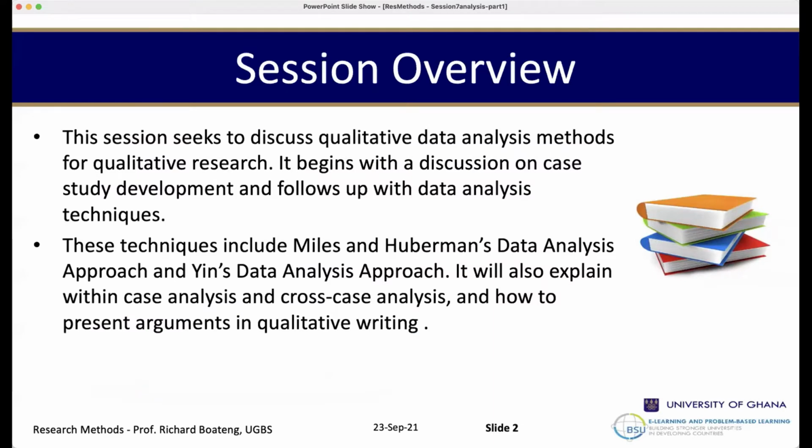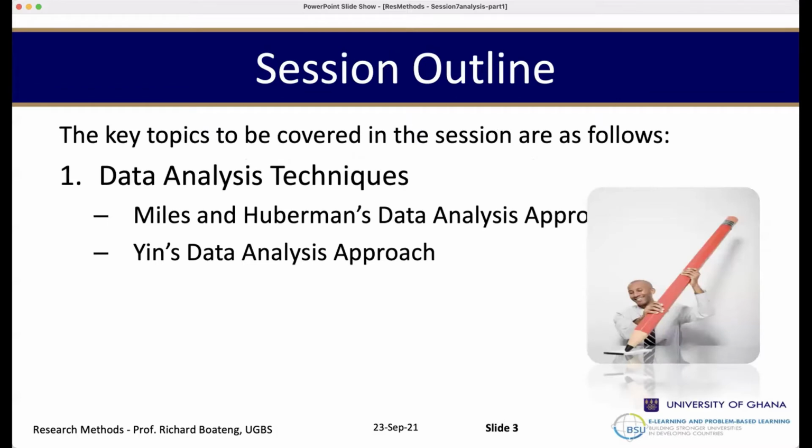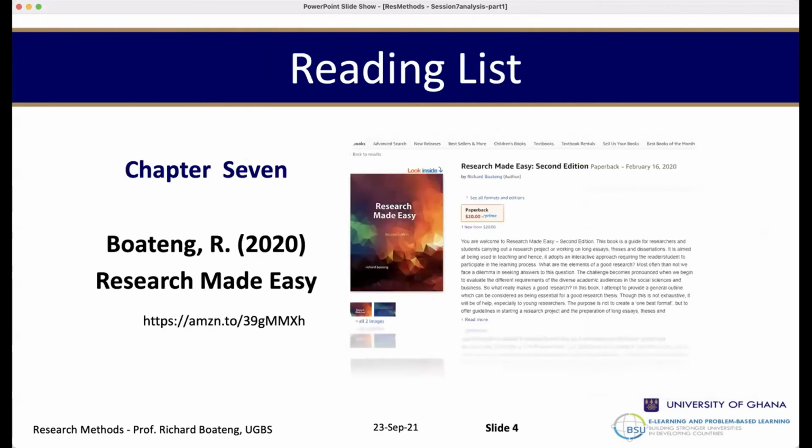So this session will discuss qualitative data analysis methods for qualitative research. As I mentioned, I will look at the Miles and Huberman approach, and then Yin's data analysis approach. Yin discusses case study pattern matching. I also discuss cross case analysis. But I will focus much more on Miles and Huberman for today. The key topics to be covered are the data analysis techniques by Miles and Huberman and the unit data analysis approach. These are covered in the book, chapter 8, if I'm right. Oh, chapter 7, sorry. So please look at chapter 7 of my book.